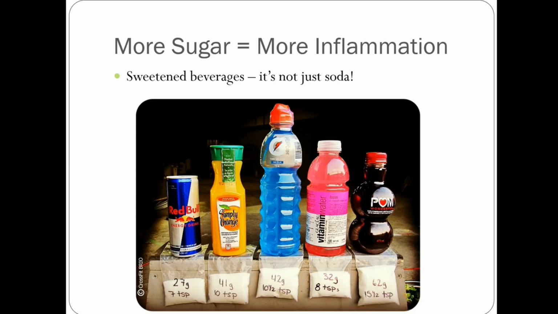And sugary beverages doesn't just mean soda. You can see there's some examples on here that appear to be healthy selections, like orange juice or pomegranate juice, even vitamin water and sports drinks. Unfortunately, these have a lot of added sugar. Even though there might be a little bit of vitamin C in orange juice, the sugar might outweigh that benefit.